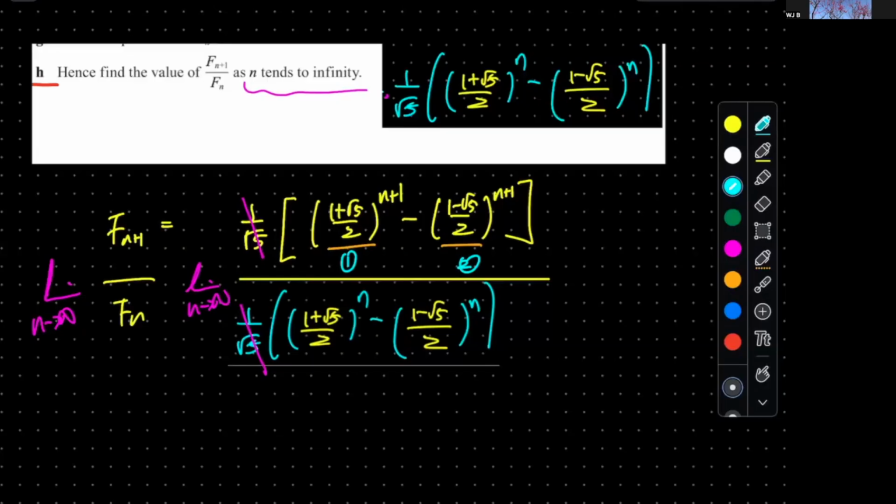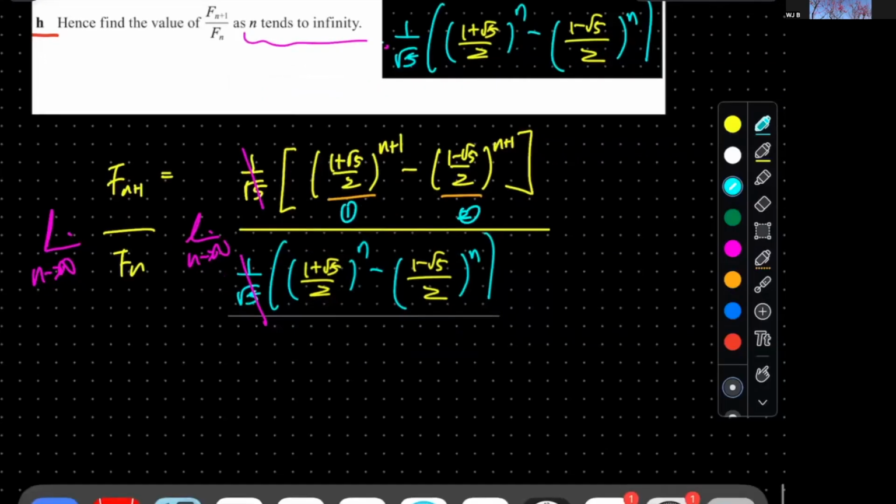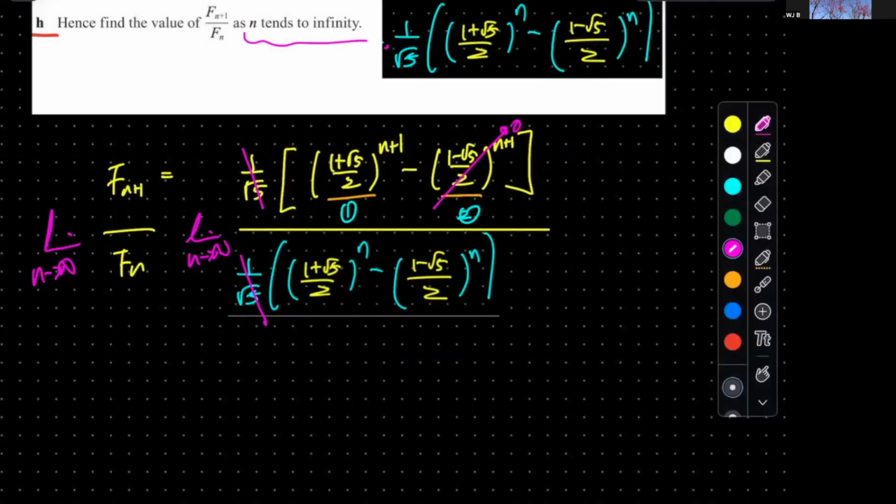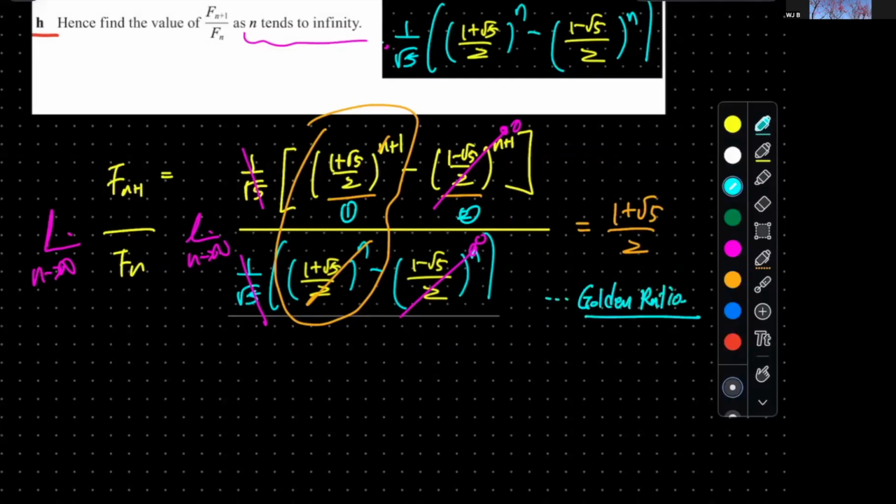Yes, because 1 minus root 5 over 2 is, as we have seen on the calculator, I believe it was a negative, but still between 0 and 1. So if you put that as infinity, you know it is going to get 0. So is this one. So you're only looking at the ratio of this, where, if you divide by the n, it cancels out. You got the 1 plus root 5 over 2, and that's your golden ratio. This is your golden ratio.